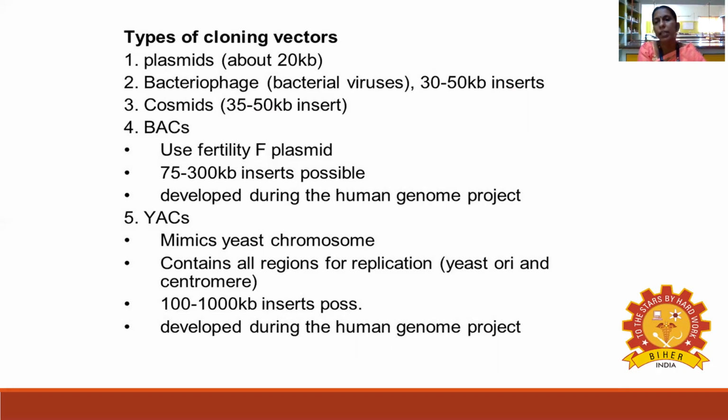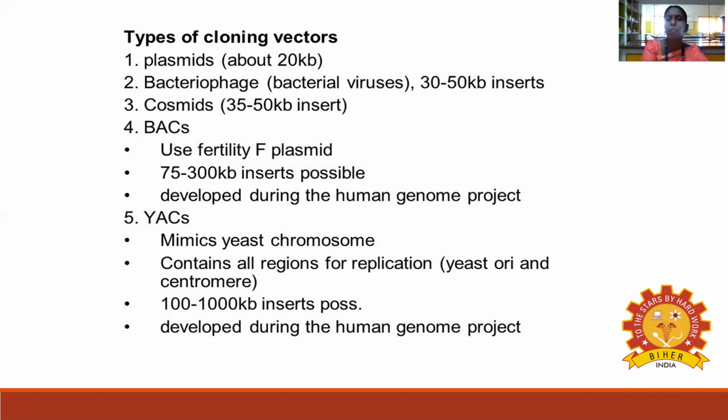The BAC vector is abbreviated from bacterial artificial chromosome vector. With this artificial chromosome vector, the maximum size of DNA that can be inserted is 75 to 300 kilo base pairs. It uses the fertility F plasmid and was developed during the Human Genome Project.